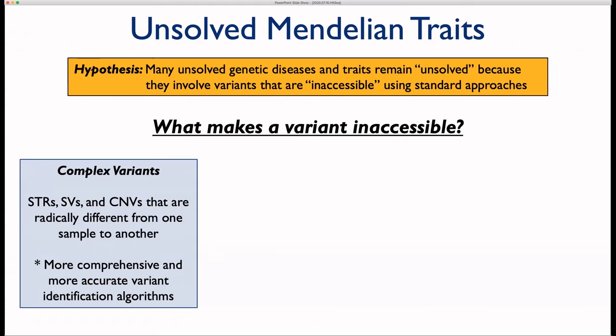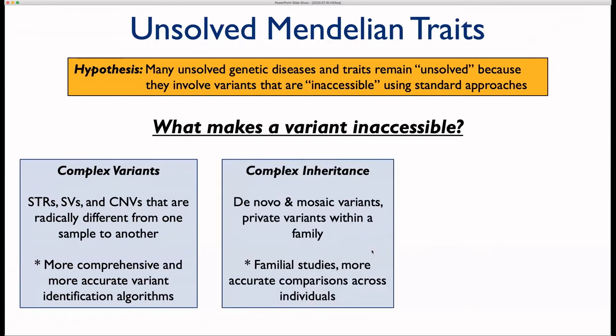And it gets even more so when there's a lot of variability, where from one sample to the next, there are a lot of mutations. They're just complicated variants. It's very difficult to pin them down using standard approaches. So what we really need to bring to the table are new technologies for more comprehensive and more accurate variant identification. Number two is maybe we can find the variants, but they have very complicated inheritance.